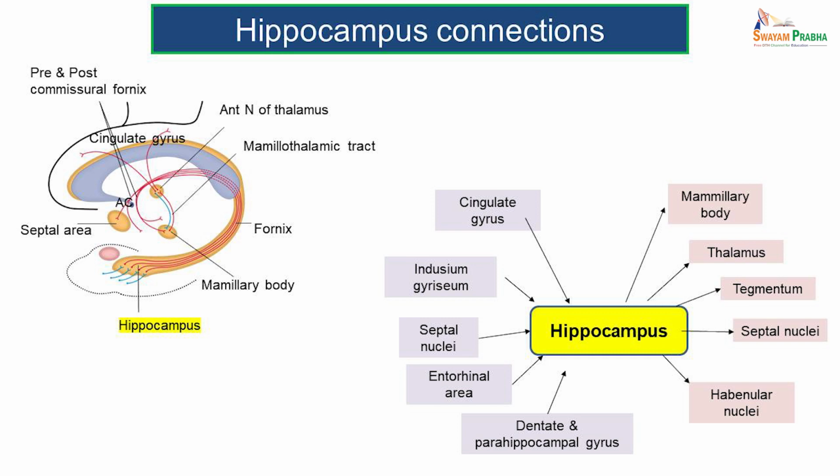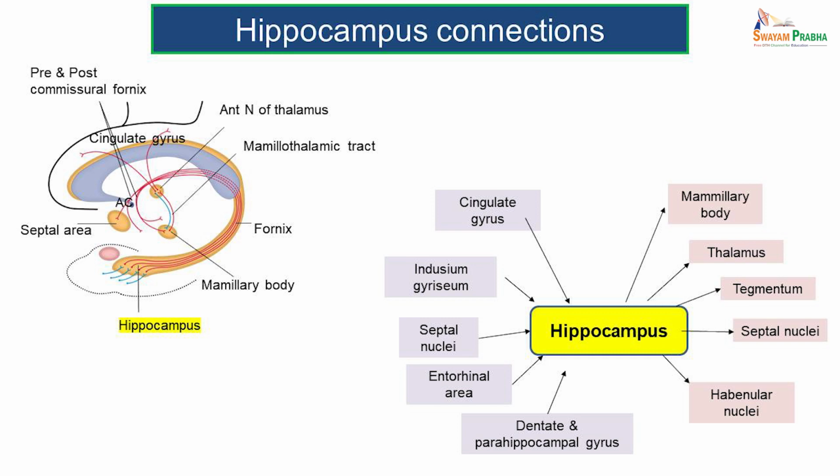The post-commissural fibers relay in the mammillary body. From there the fibers go through the mammillothalamic tract to the anterior nucleus of the thalamus, and the pre-commissural fornix goes to the septal area. So, this is the connection of the hippocampus.